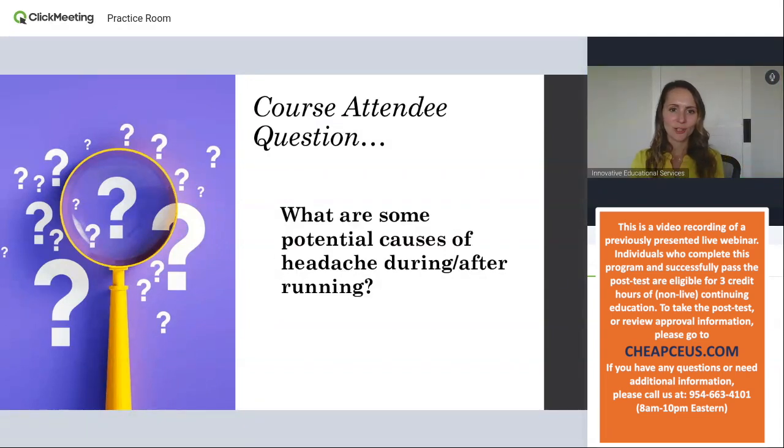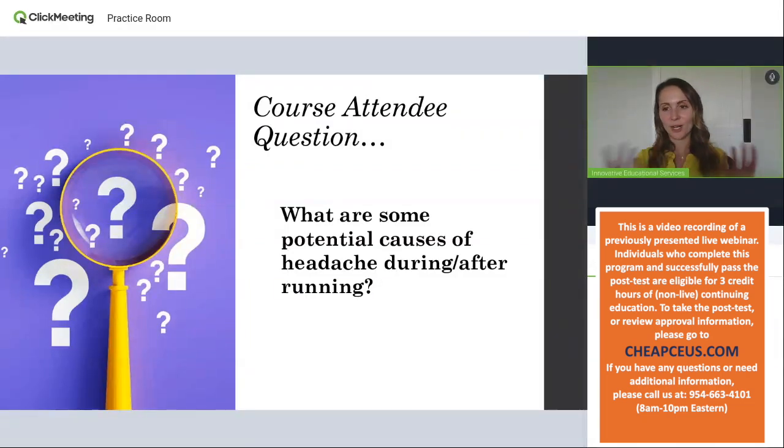What are some potential causes of headache during or after running? Headaches can be generated by a few different things when we're running. I've actually dealt with these myself as well and have played around with the different causes to try and find what they can be and how to solve them. At baseline, nutritionally, we always need to start and think about that. Could there be a hydration concern or a nutritional concern from a caloric deficit?